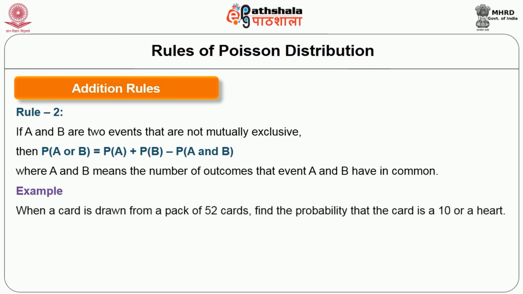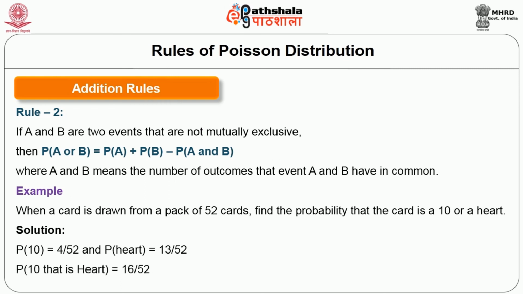When a card is drawn from a packet of 52 cards, find out the probability that the card is 10 or heart. For example, the probability of 10 is 4 by 52, and we need to find out for heart. So that is 4 by 52, and 1 by 52 for the common card, so totally 16 by 52 will be the result.